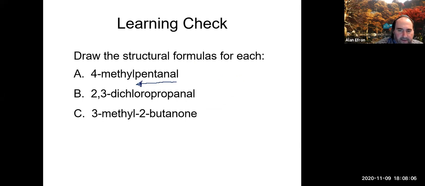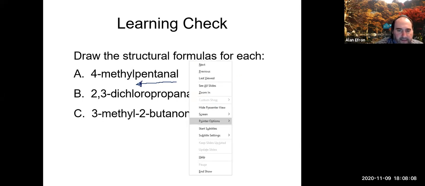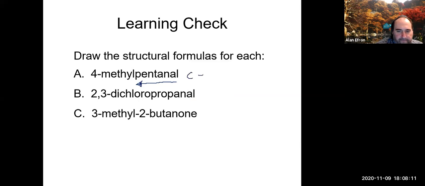So again, we have our five carbons. I'm going to put my aldehyde group, which is the carbon, oxygen, double bond, and hydrogen at the end here. Now that takes care of this part of the name. We then know that this is going to be carbon one. This will be two, this would be three, this would be four, which means I should have a methyl group located there. That takes care of that part.